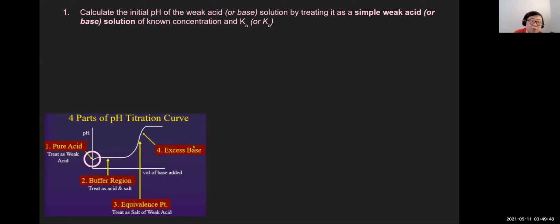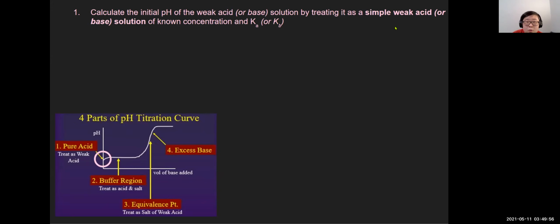For the first part, you calculate the initial pH of the weak acid or base solution by treating it as a simple weak acid or base solution. So here it's a weak acid, and we're going to just assume it's a weak acid problem. There is no conjugate base right here. There's not even a buffer in the solution because there's no mixture. This is the buffer region, where you have a mixture. Right here, you have only weak acid, so you treat it as a weak acid equilibrium problem.